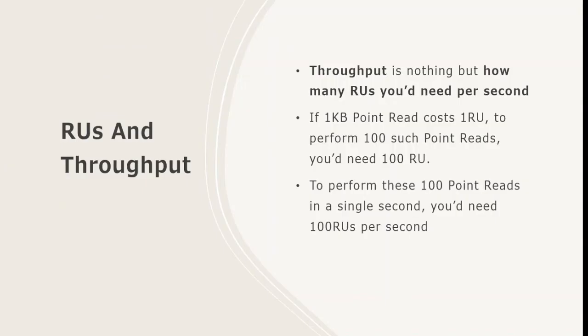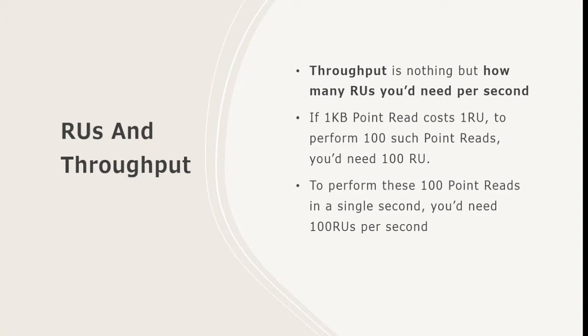So the next thing is how are RUs and throughput related? In your quiz, you have already done this. Our question was if we were to perform 500 point reads in a single second. I could have asked you if you had to perform 500 point reads, how many RUs you would require. That answer would have been simple: you require 500 RUs. But the moment I say that you are performing those point reads per second, it becomes the rate at which you are performing those point reads.